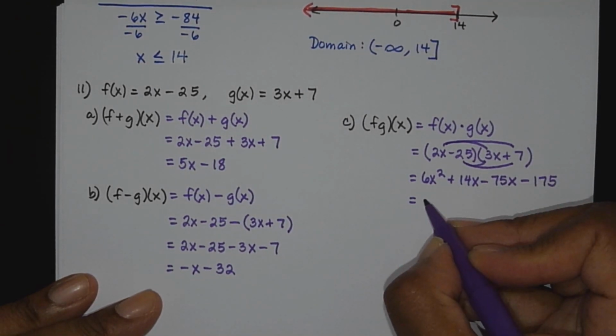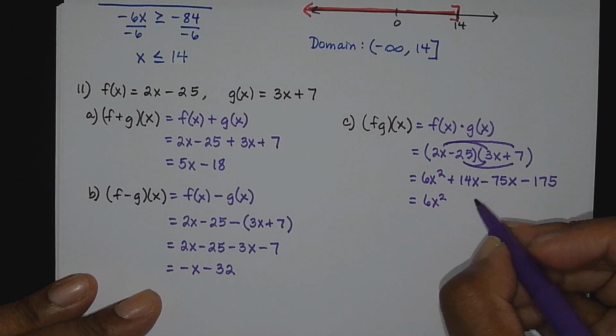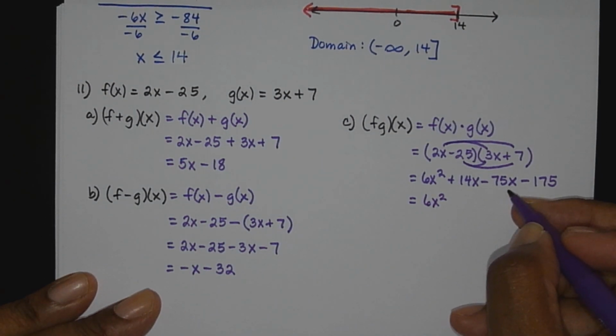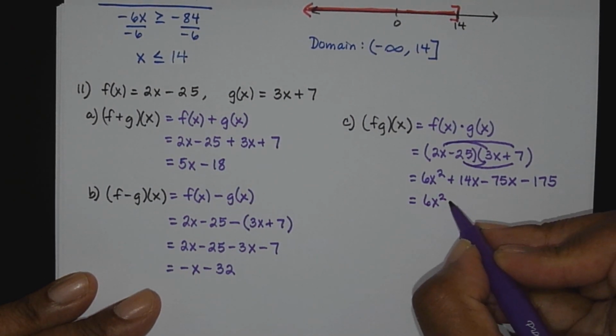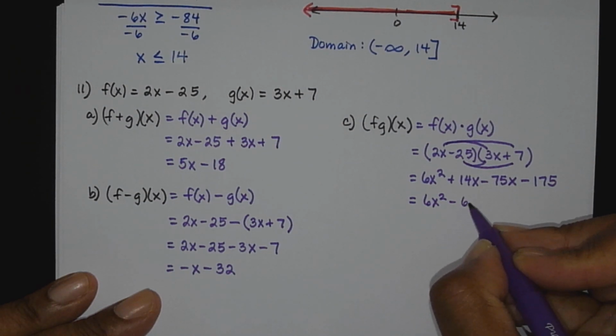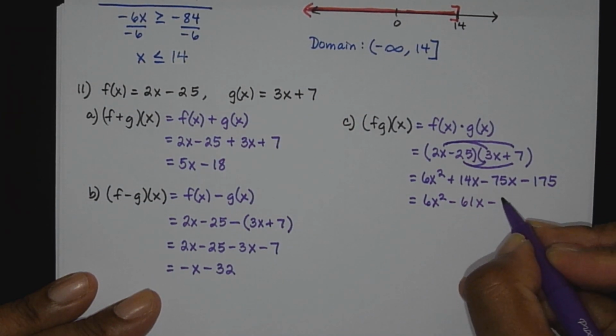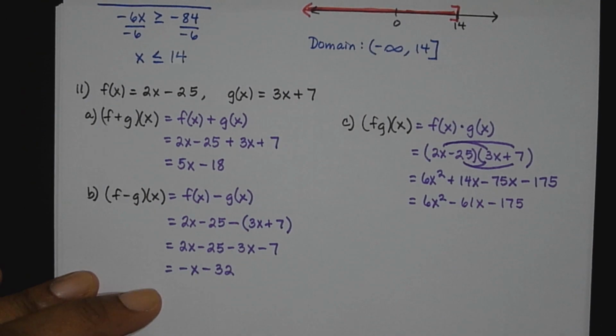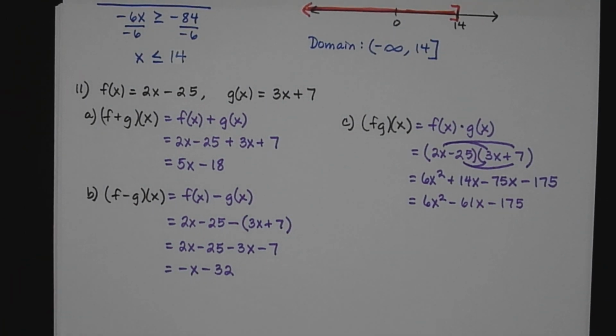Then when we combine like terms, we're going to have 6x squared. 14x minus 75x will be negative 61x, and then minus 175. So the product of f and g would be 6x squared minus 61x minus 175. Okay. Any questions on part C?